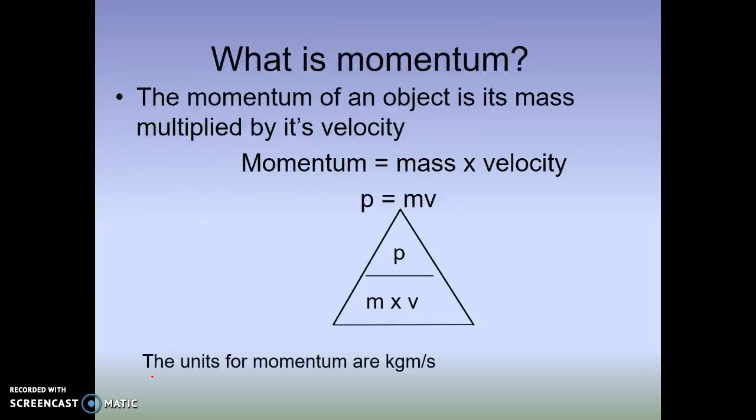Right, so a brief reminder of what momentum is. It's simply the mass of an object multiplied by its velocity. So the faster something's going, the more momentum it's got. The heavier something is, the more momentum it's got. And it has the units kilogram meters per second. And if you like your equation triangles, you've got that equation triangle there.